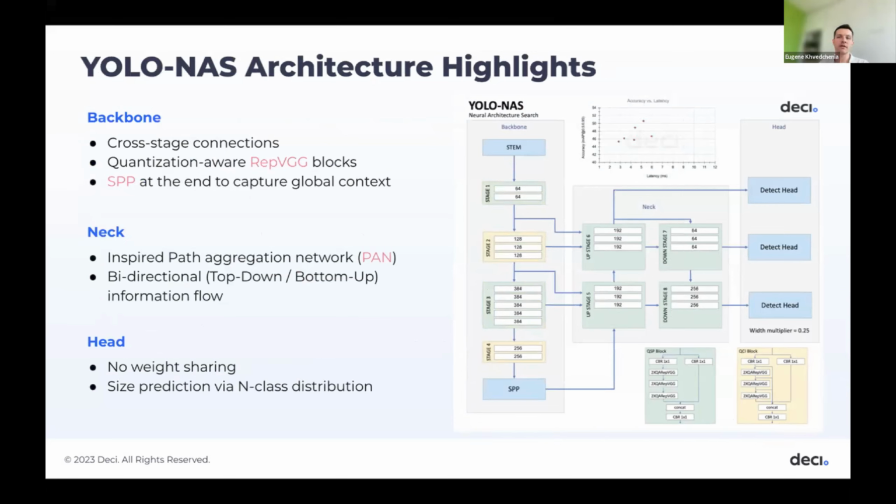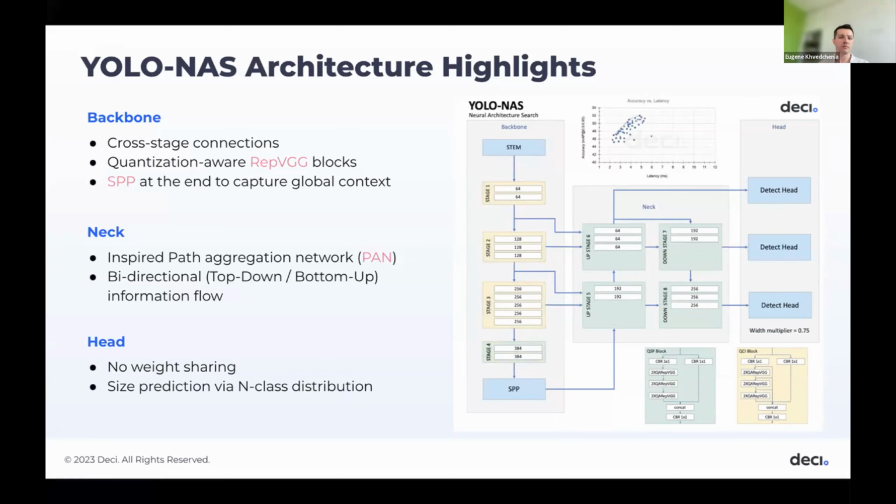And this is a really short animation demonstration showing how this AutoNAC step looked like. So trying different number of channels for the different blocks, different activations, so on, different connections. And we got these points on our accuracy versus latency. And then we get a frontier plot, which is the most efficient models. So on the macro level, the architecture of YOLO-NAS is nothing new. We have a backbone, we have a neck, we have the prediction heads.